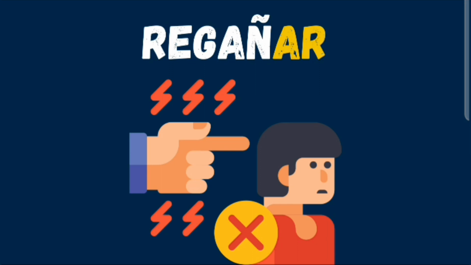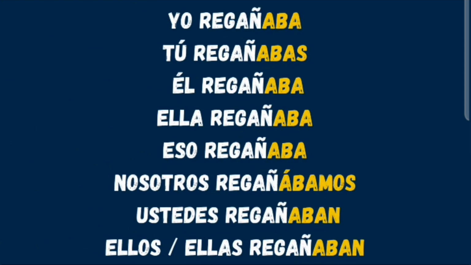Now the next verb we have is to cheat, okay? To cheat someone. Regañar. So let's see how you have to conjugate this verb, regañar, in Spanish in the imperfect past. Yo regañaba. Tú regañabas. Él regañaba. Ella regañaba. Eso regañaba.